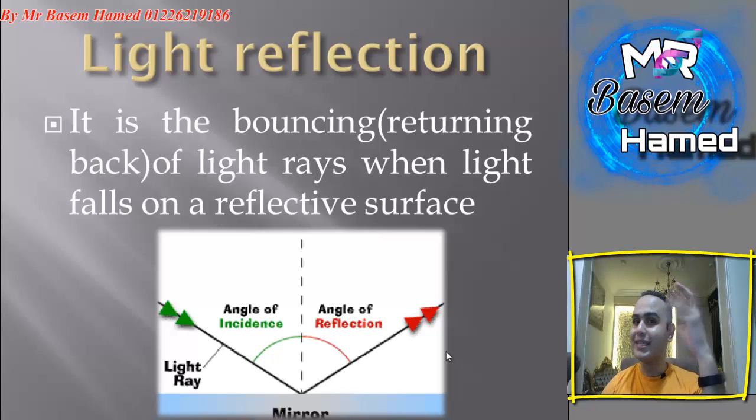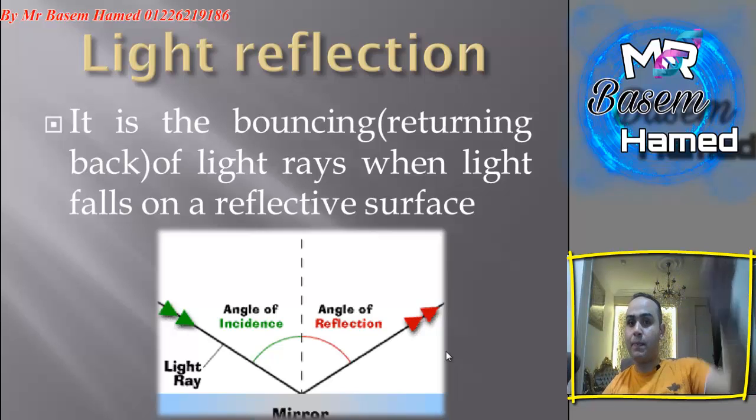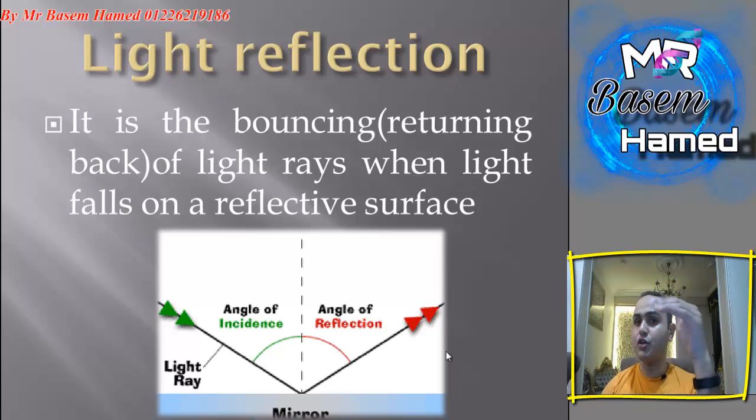Property number 3, light reflection. What is the reflection? Reflection is the bouncing. Bouncing means returning back of the light. When the light ray falls on a reflective surface like a mirror, it reflects and returns back to its first direction. Again, the definition of light reflection is the bouncing or returning back of the light rays when the light falls on a reflective surface.